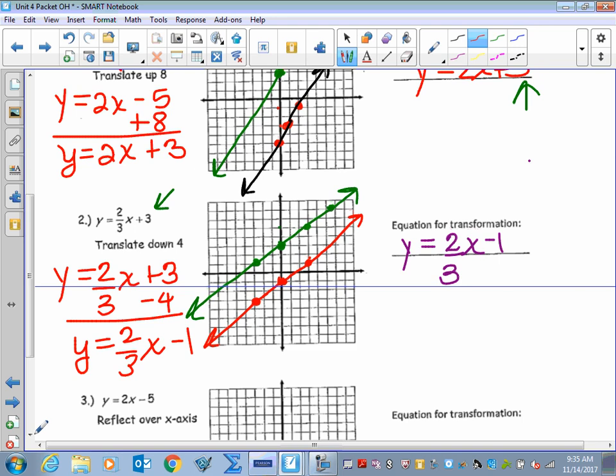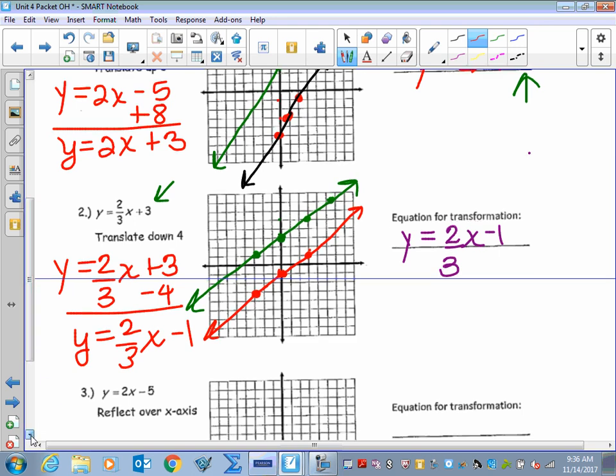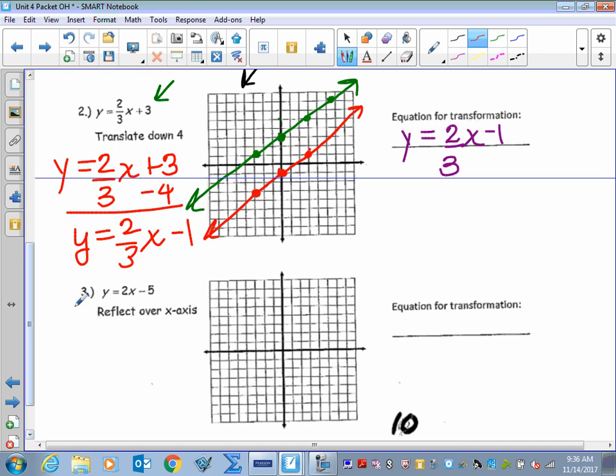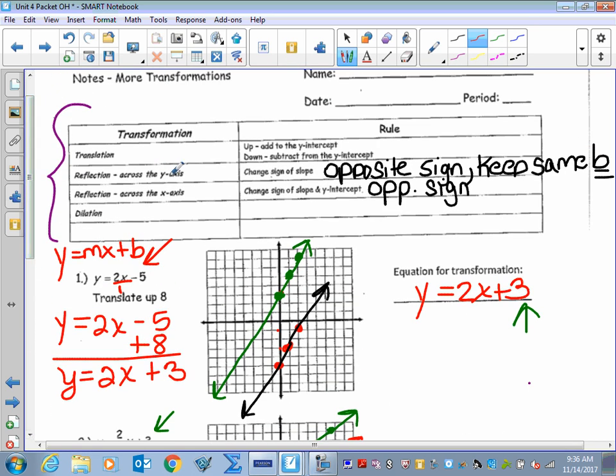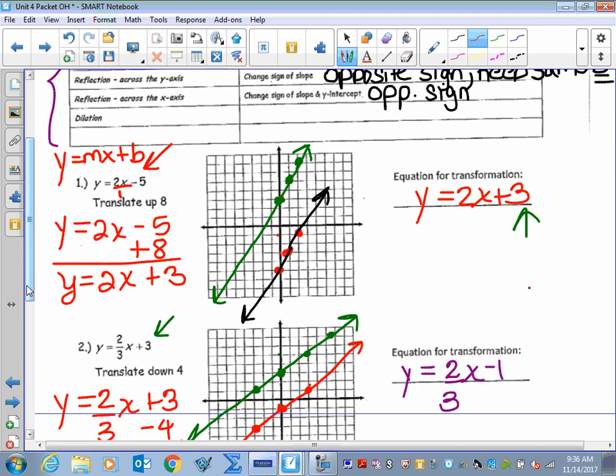All right, any questions so far? All right, so let's go back to the top because number 3 is asking us to reflect over the x-axis. Right here it tells you how to reflect across the x-axis. Change the sign of the slope and the y-intercept to its opposite sign. So let's go down.